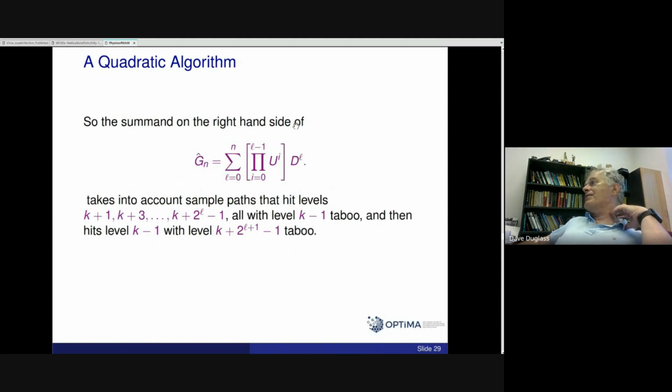So we can see the summand on the right-hand side of this, the sum over i equals 0 to L minus 1 of U to the i, D to the L. What it actually does is look at sample paths. When the i equals 0 term, we've got a U naught, so that looks at the transition when we jump up one level. And then we've got a U1, so that looks at a transition that jumps up 2 levels. And then a U2, which looks up 4 levels. So the next term here is k plus 3, all the way up to k plus 2 to the L minus 1 levels, all without ever going back to level k minus 1. And then it hits level k minus 1 without ever going up the extra level to k plus 2 to the L plus 1 minus 1. So it's about taboo probabilities. And that's the sum. And if we sum that over L's, we take into account all levels going up to this height of k plus 2 to the L plus 1 minus 1.